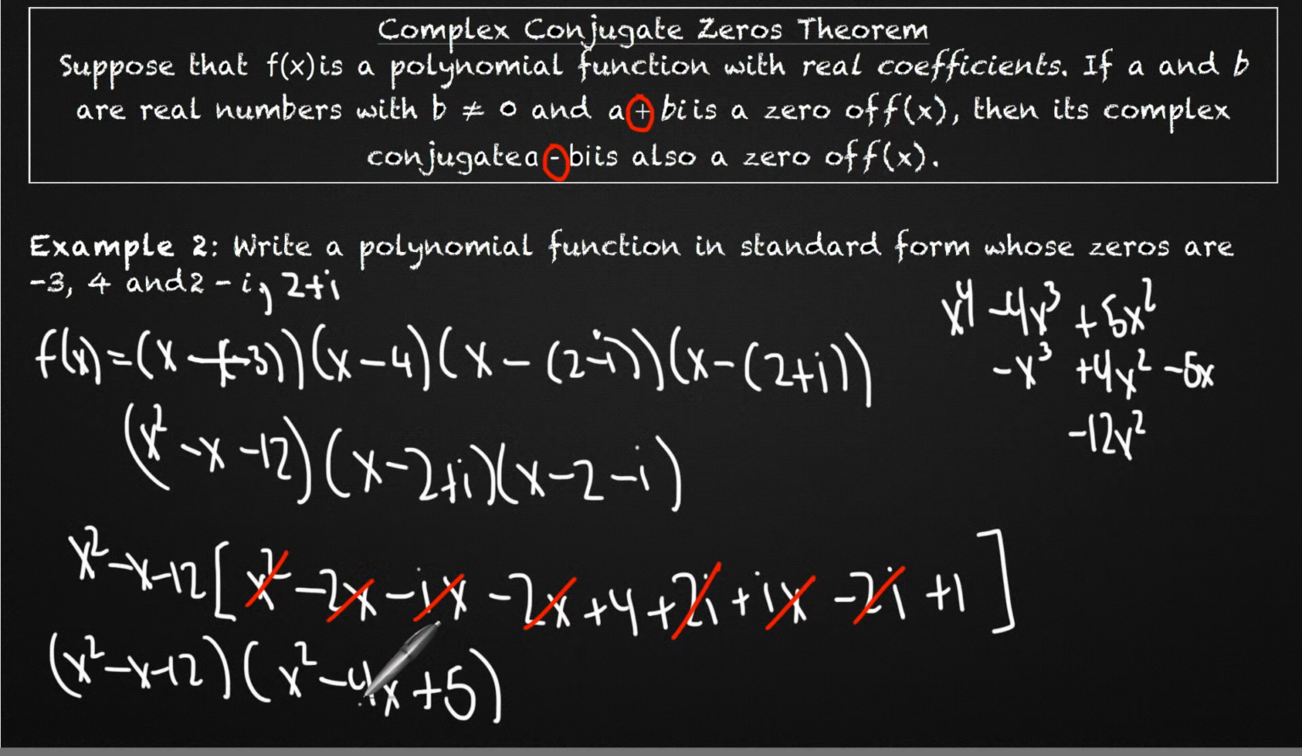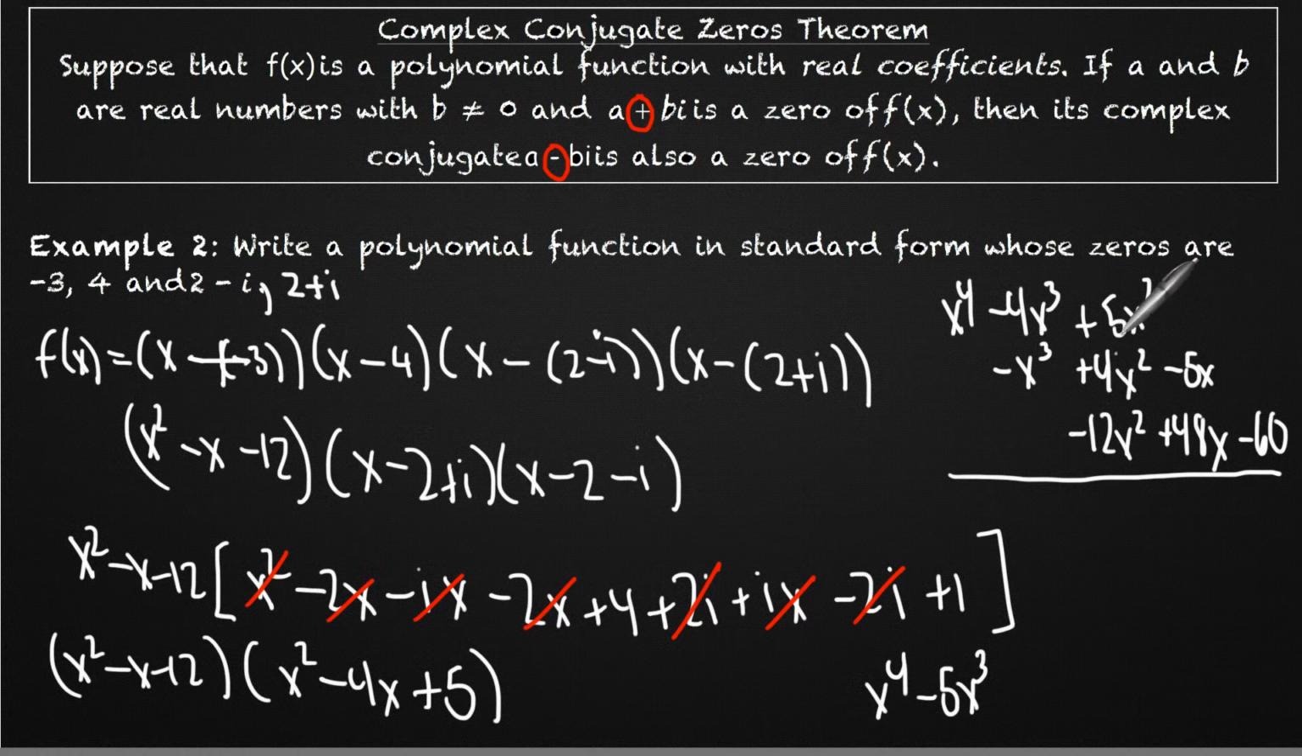Then negative 12 times negative 4x is a positive 48x. This is a long problem. And then a negative 12 times a 5 is a negative 60. So we add all of that up. Our final answer will be down here. So it'll be x to the 4th minus 5x cubed. And then we have a 9x squared and a negative 12, so that's going to be negative 3x squared. 48 minus 5 is 43x minus 60. And there you have it. That is this polynomial function in standard form.